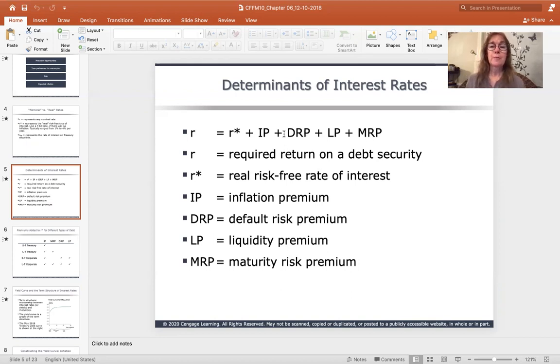A corporation could default on their bonds, whereas you don't expect the federal government to default on its bonds. So a corporate bond is going to have a default risk premium. The better grade the bond, the lower the default risk premium. So these are all the components that come together to make up the nominal interest rate.